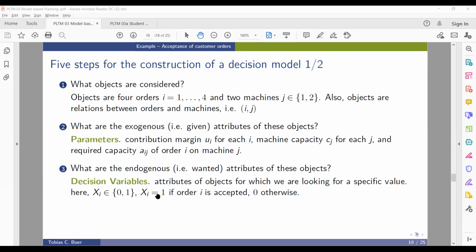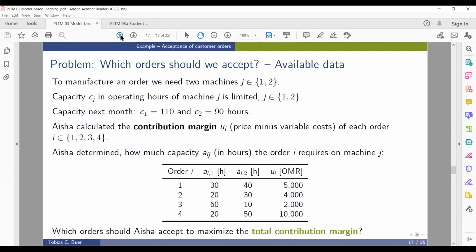You need both machines. You can see this from this table. For example, if you want to fulfill order 1, then it means you need 30 hours of the first machine and 40 hours of the second machine. It does not mean either 30 hours on the first machine or 40 hours on the second machine. It means both. So for each order, you always need the 2 machines.